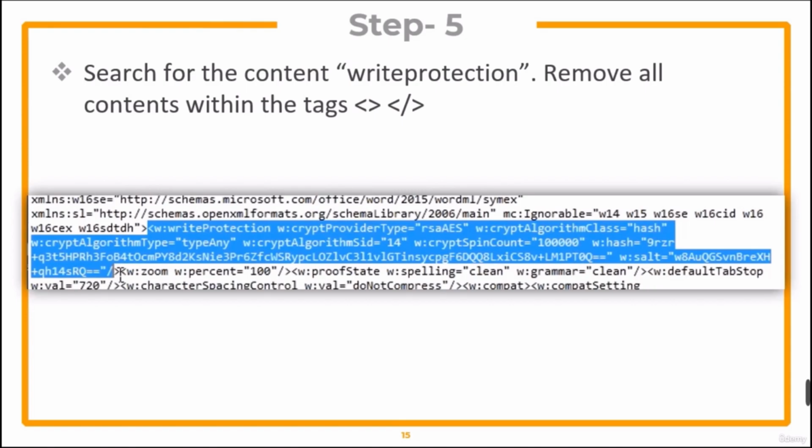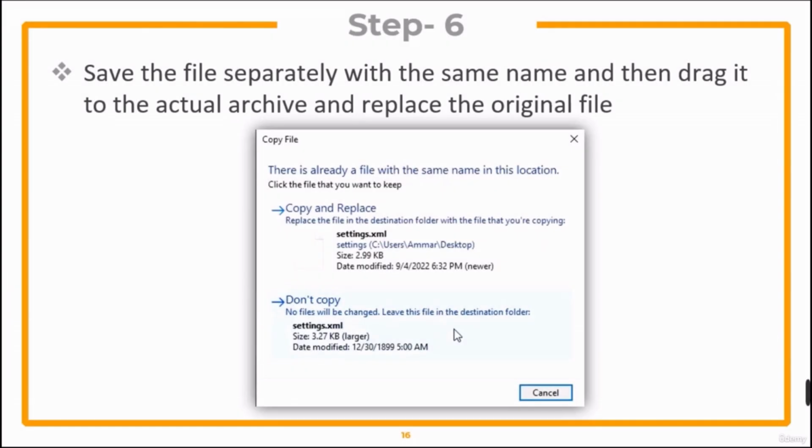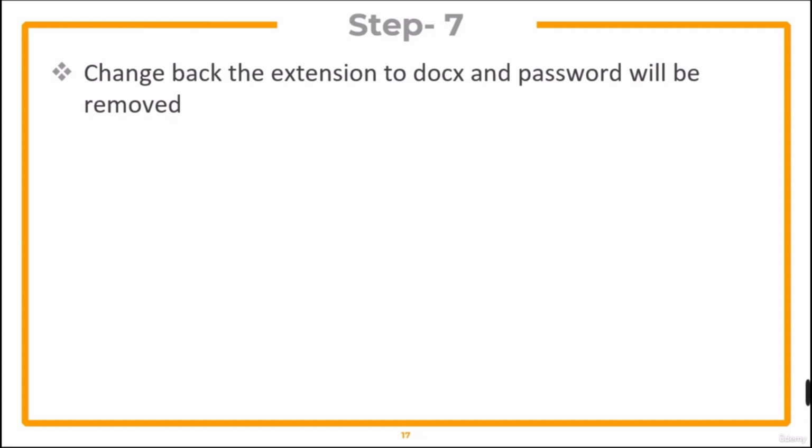Now for the Word file, we need to search for the content write protection. Remove all the contents within the tags. Save the file separately with the same name and then drag it to the actual archive and replace the original file. Change the extension back to docx and your password will be removed.